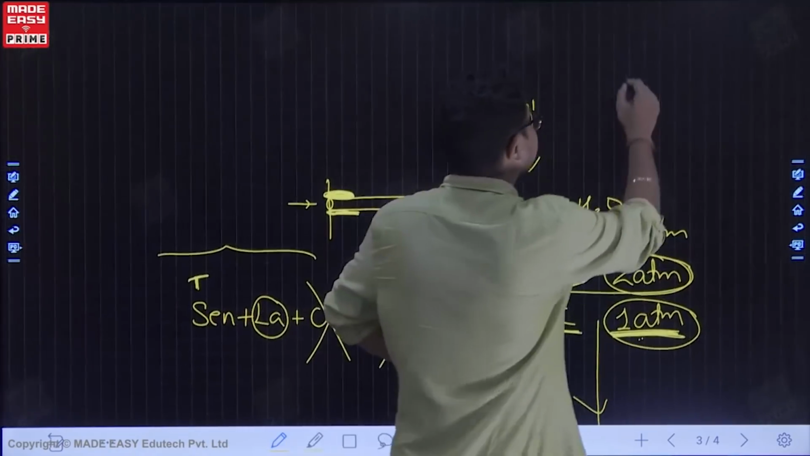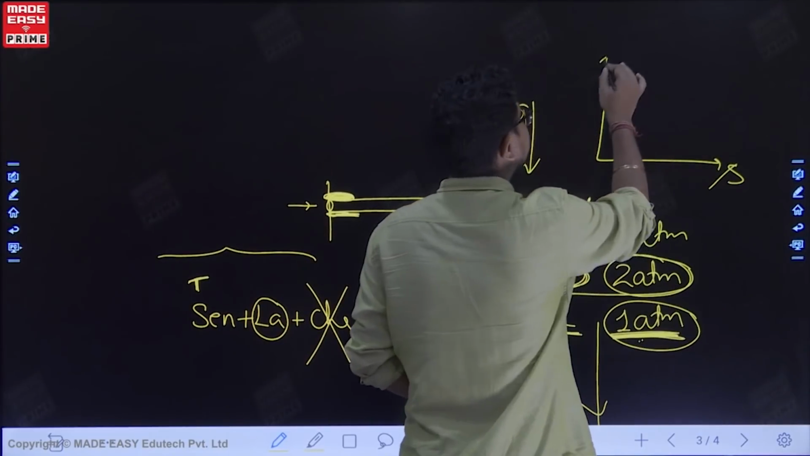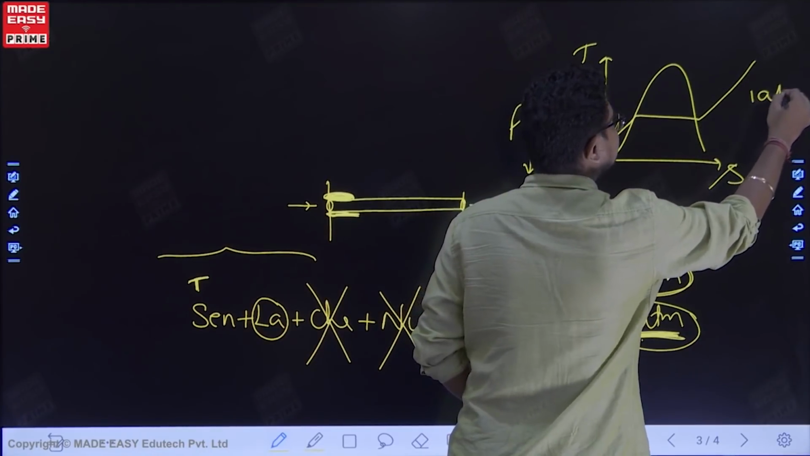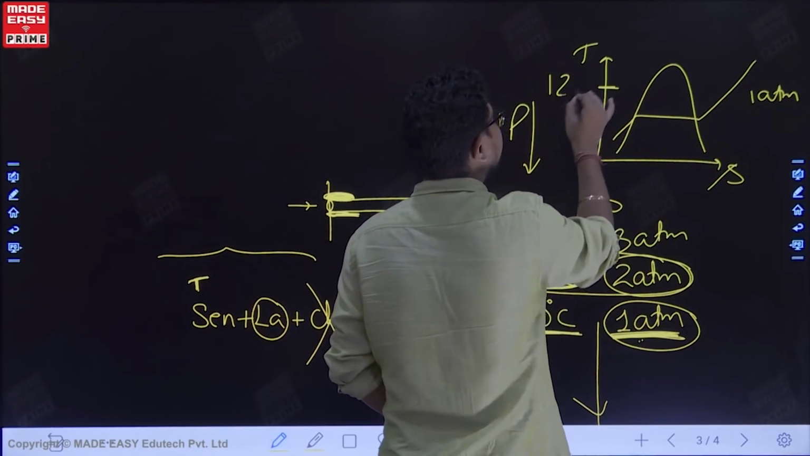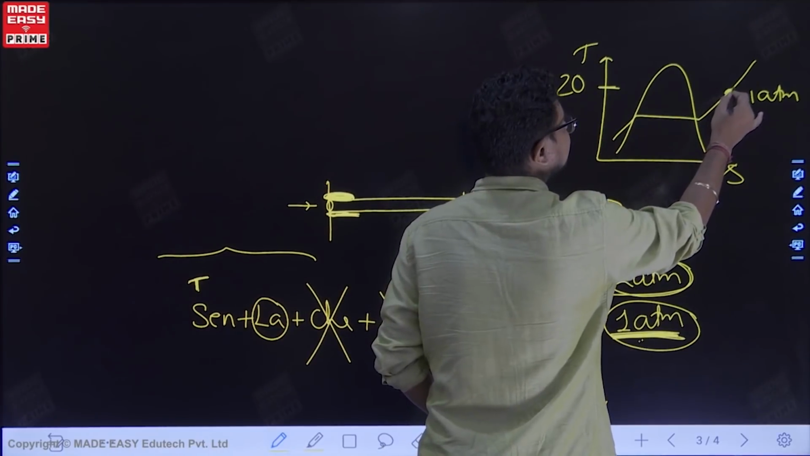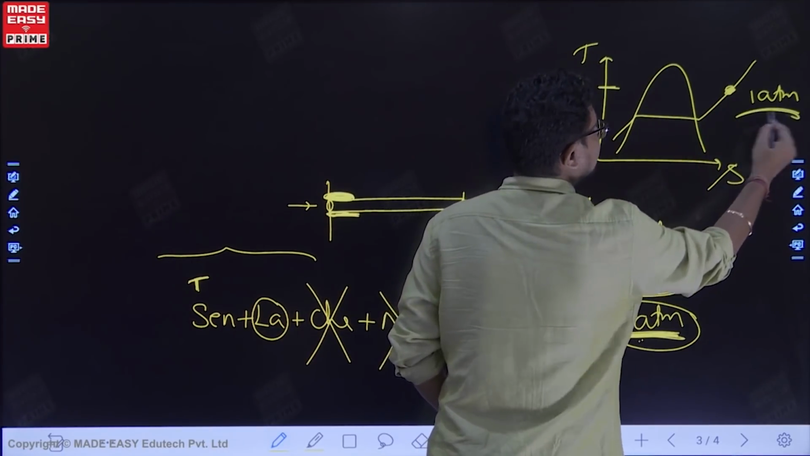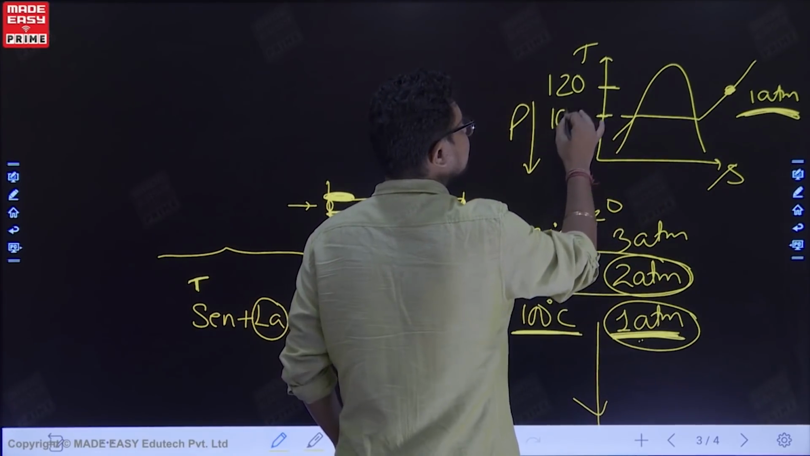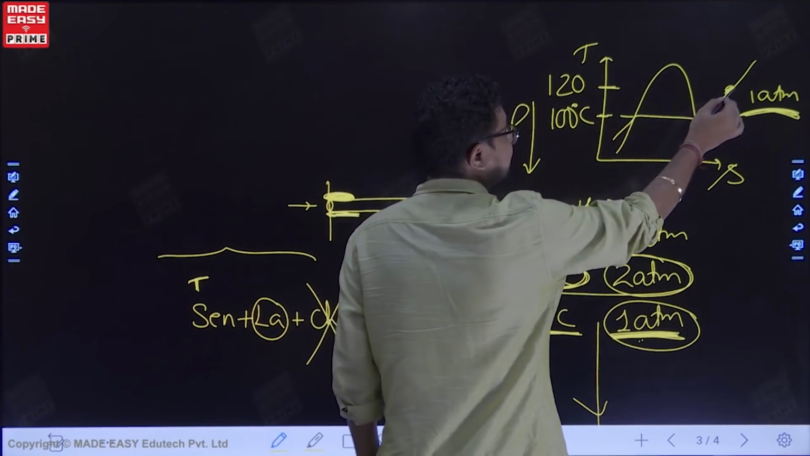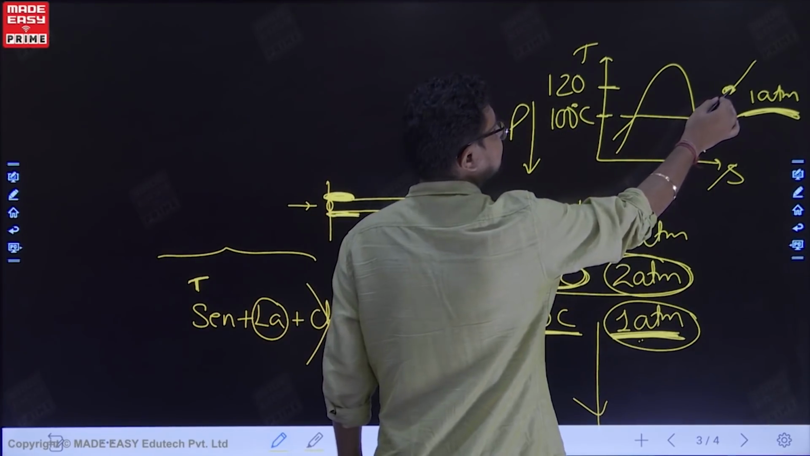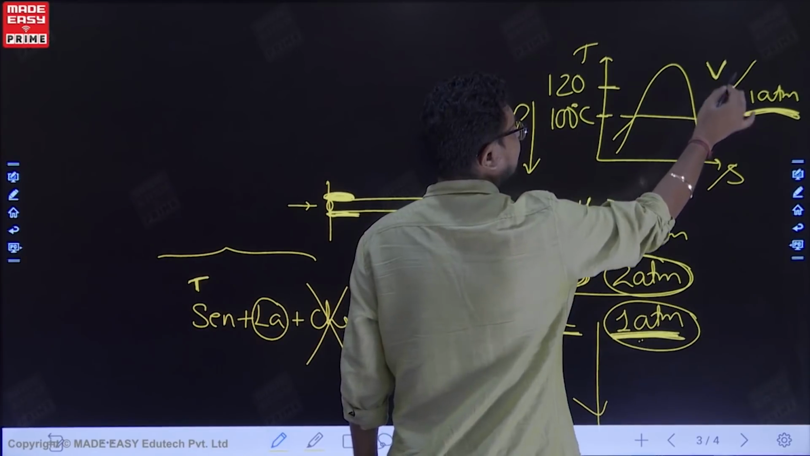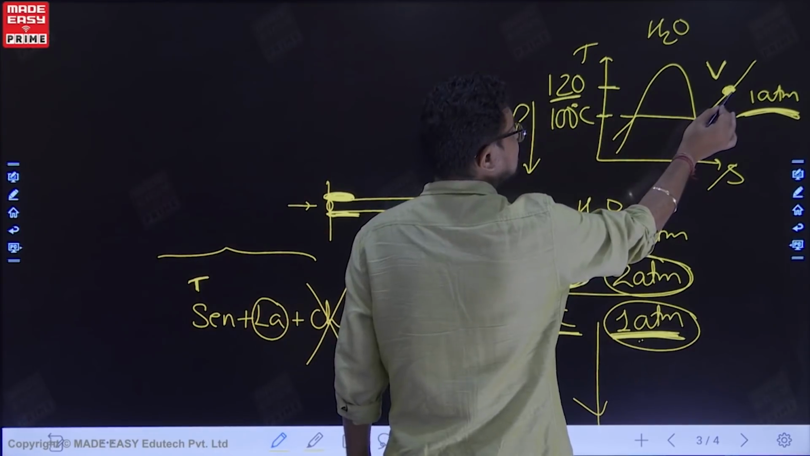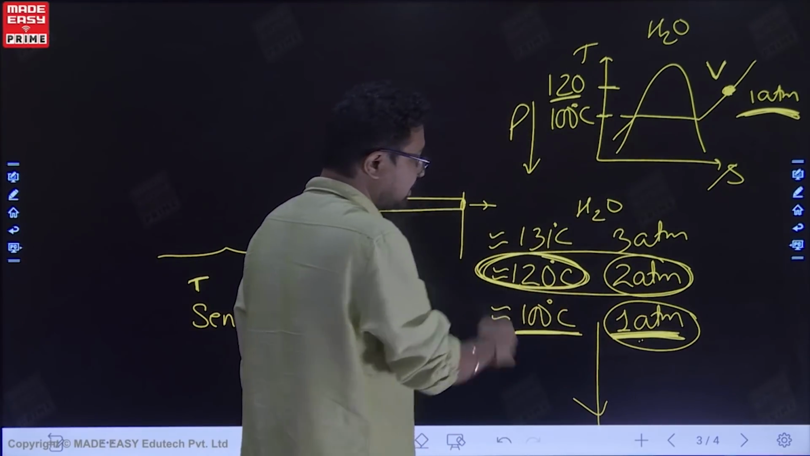At 1 atmosphere, if you see on the TS diagram, at 1 atmosphere corresponding to 120 is this state. Because you have exposed it to a pressure of 1 atmosphere, this is 100 degrees Celsius. So the liquid cannot exist. This is vapor. 1 atmosphere for H2O at 120 is the vapor state. So all the liquid will try to convert into vapor.